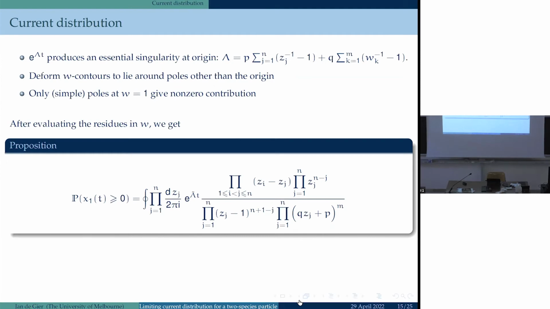So all the poles are around the origin, but the e to the lambda produces an essential singularity because there's this 1 over z and 1 over w. So you deform your contours to lie around other poles, and then you can further analyze it. Some of the poles in the w's are simple, which you can actually evaluate, and you do the w integrals and find this. And now the interaction has disappeared, and basically you get a single species exclusion process back.